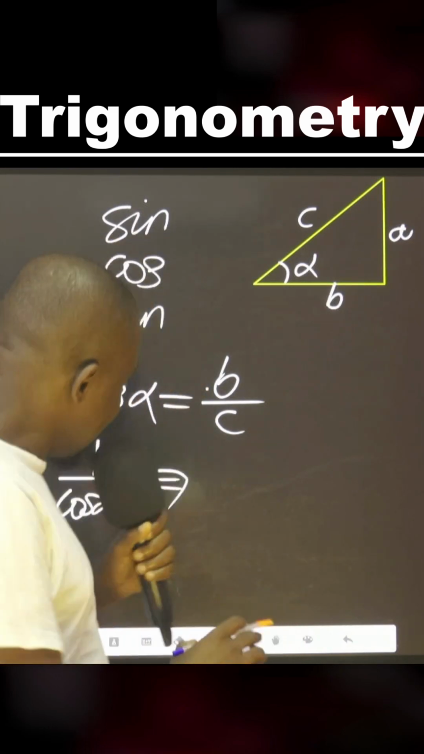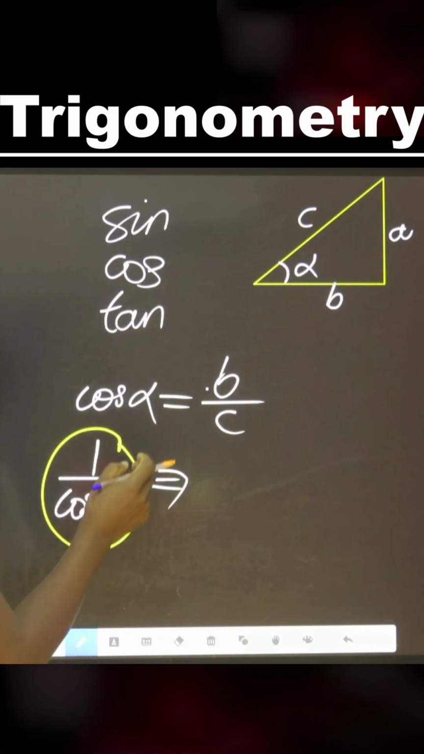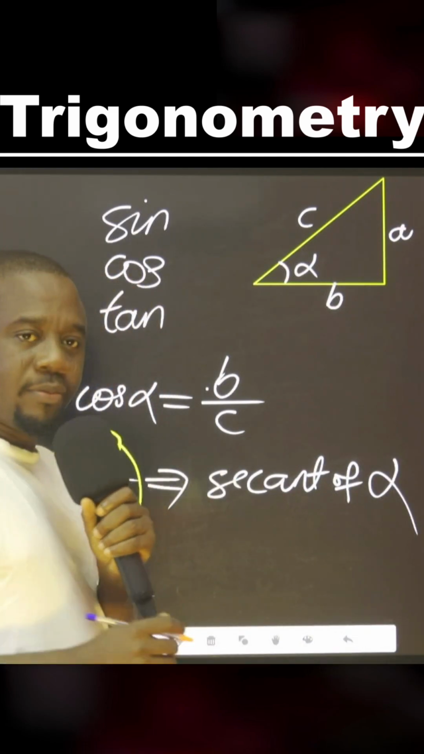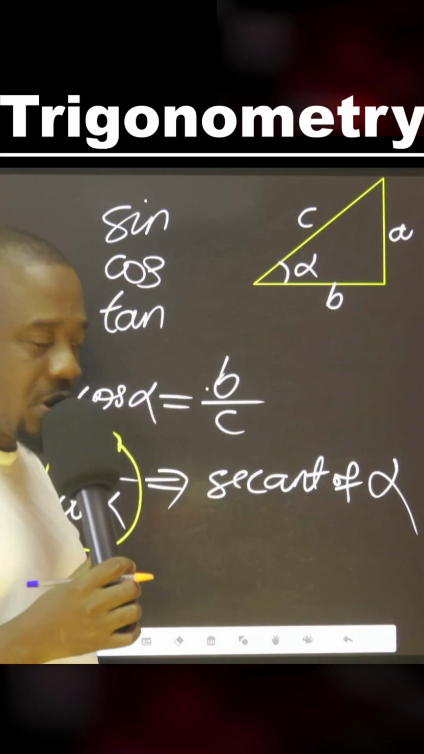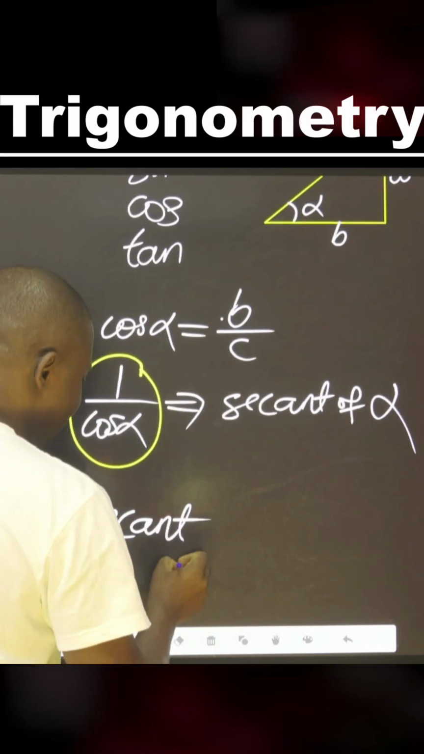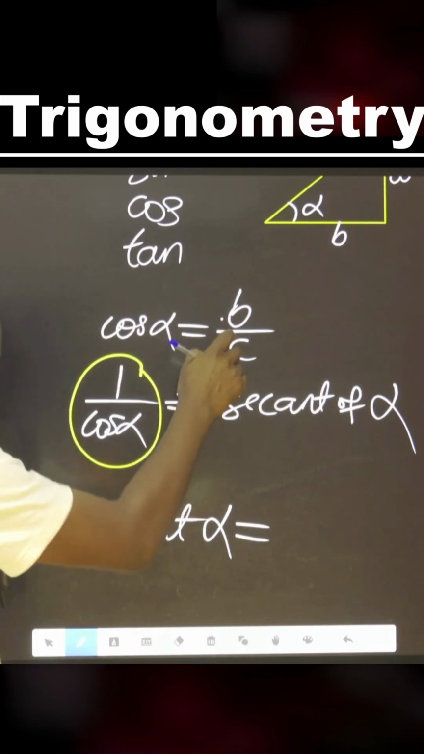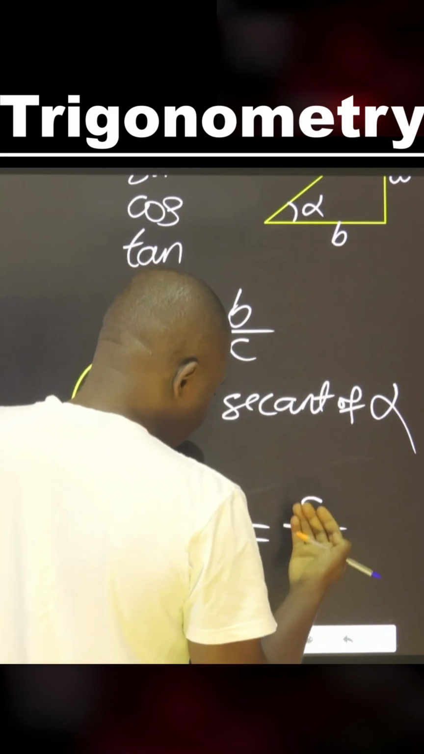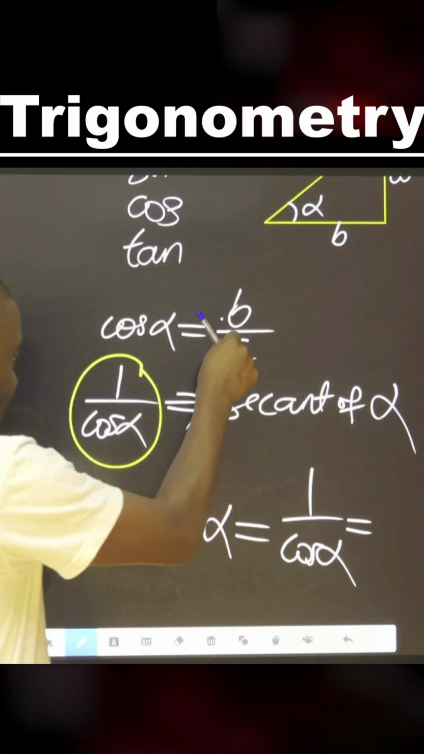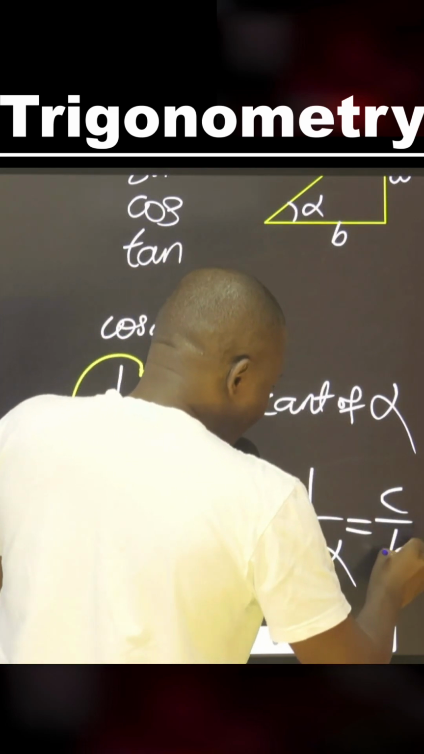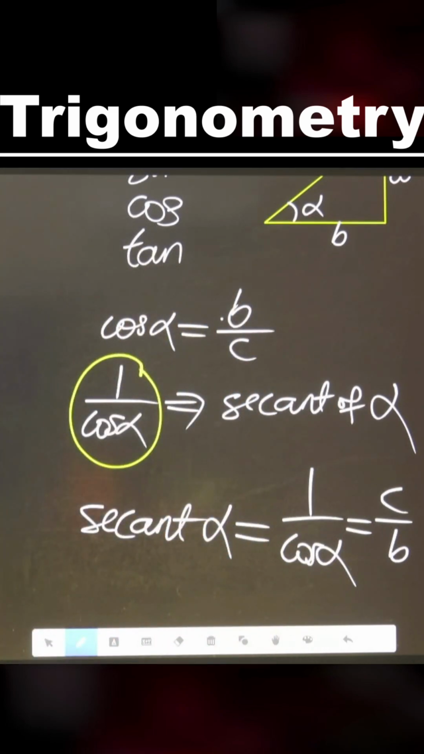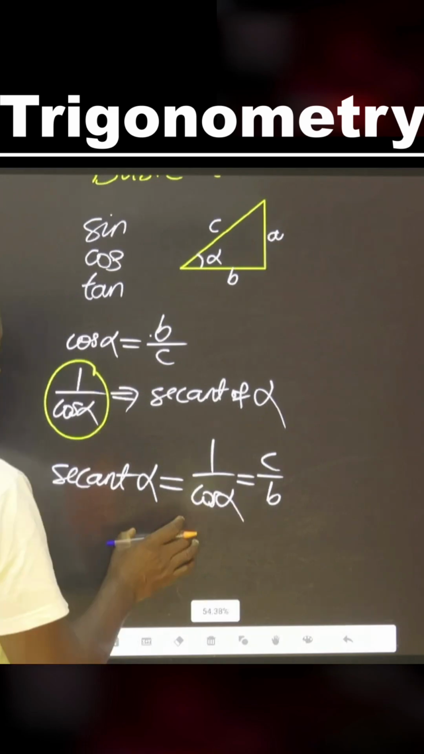secant. This you are seeing here now, we call it what? Secant. That is the secant of alpha, the angle you are referring to. It means therefore, secant alpha is equal to 1 over cos alpha, which equals C over B. That is hypotenuse over the adjacent.